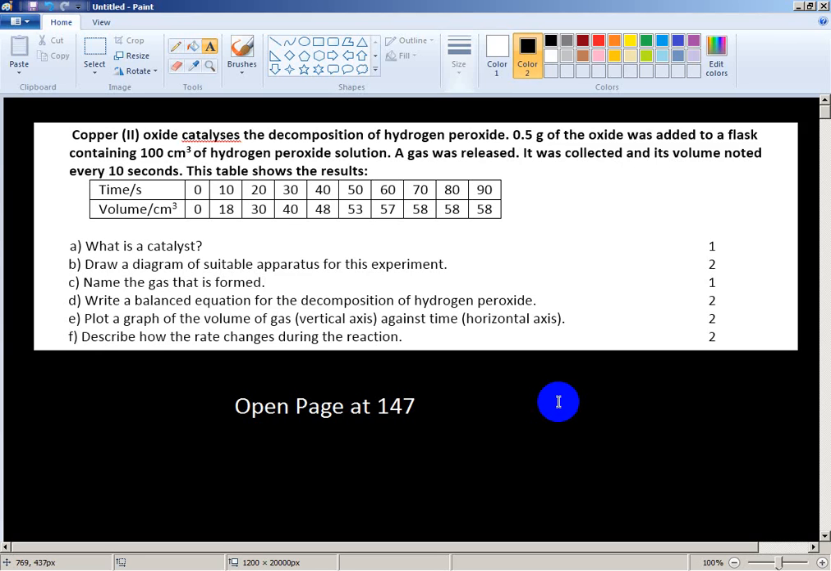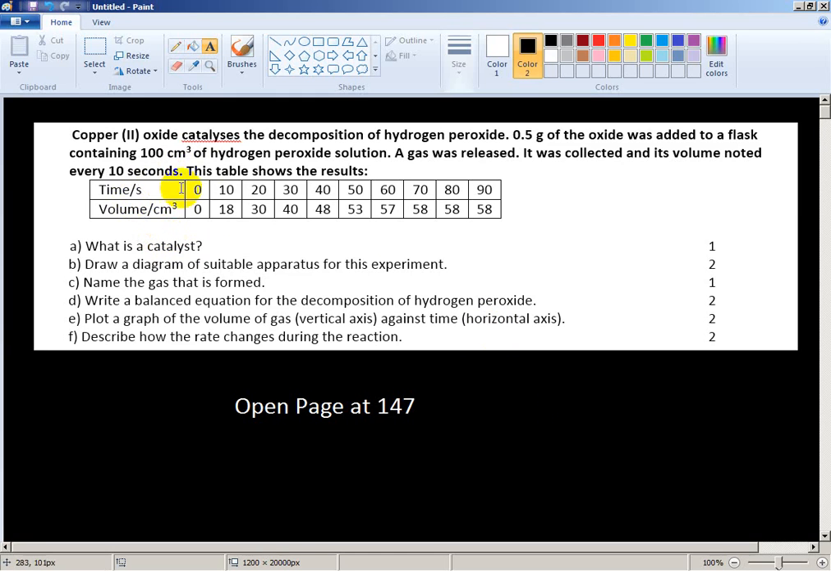Open page 147. Student, have you opened this page? Have you opened this page? Yes, sir.